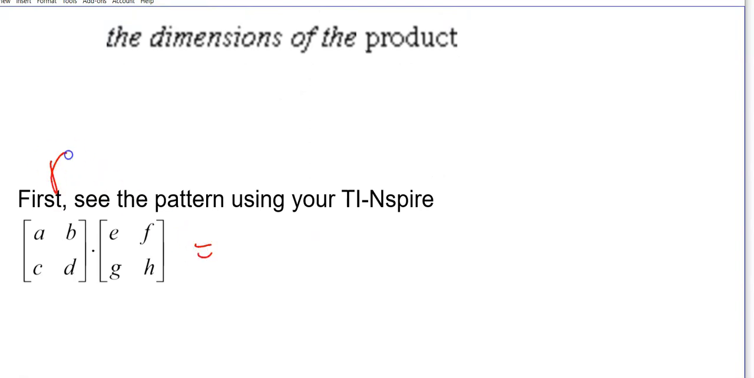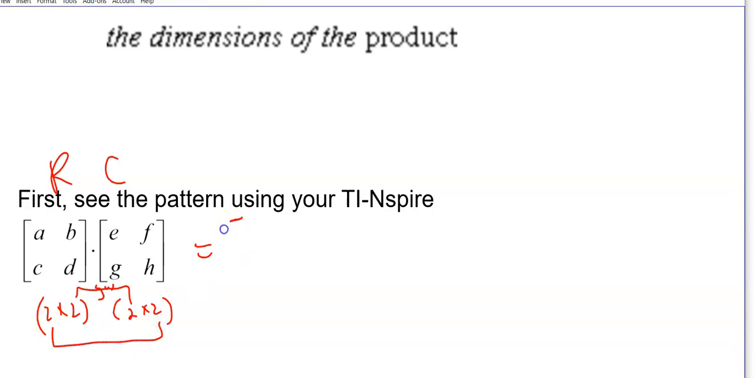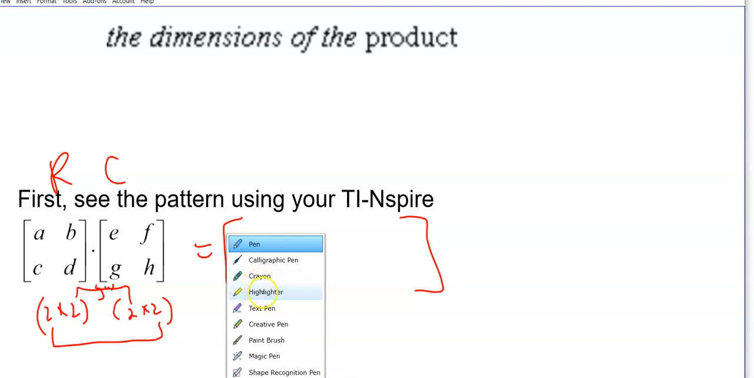It's doing row by column multiply. First of all, this is a 2 by 2 times a 2 by 2. Maybe obvious to you, but yes, we can do it. The dimensions of the answer are going to be a 2 by 2. So I'm going to leave a spot here.